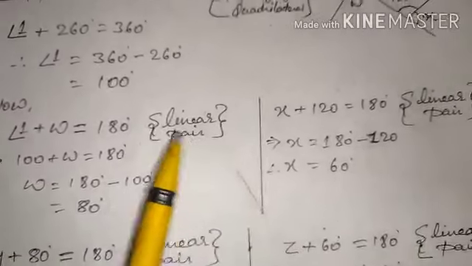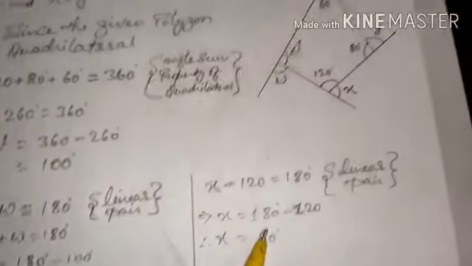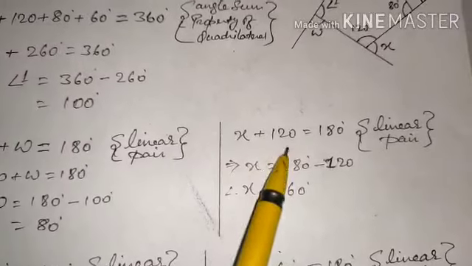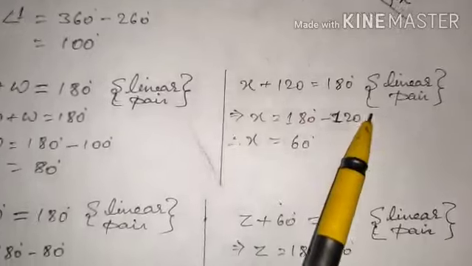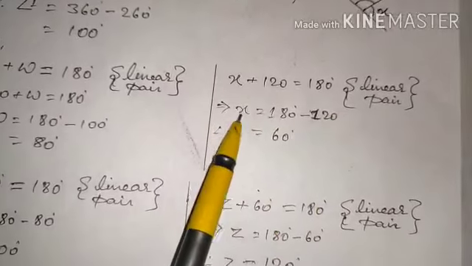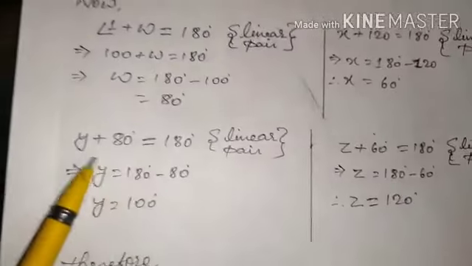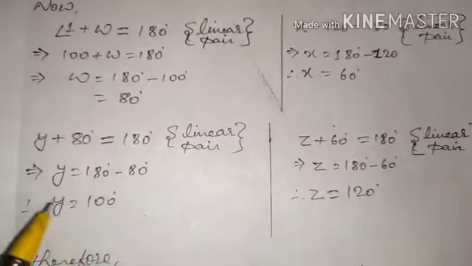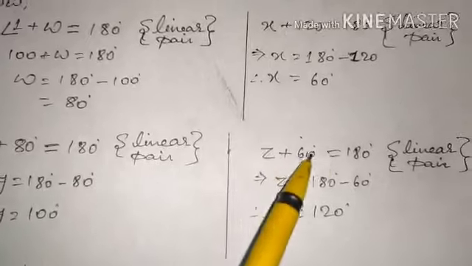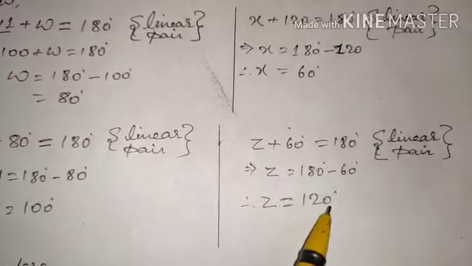Now the other one. After finding the value of w, we are finding the value of x. x plus 120 is equal to 180 degrees. So again using the linear pair, x is equal to 180 minus 120, that is x equal to 60 degrees. Similarly, y plus 80 is equal to 180, linear pair, so y is equal to 100 degrees. Similarly, z plus 60 is equal to 180, linear pair, so z is equal to 120 degrees.